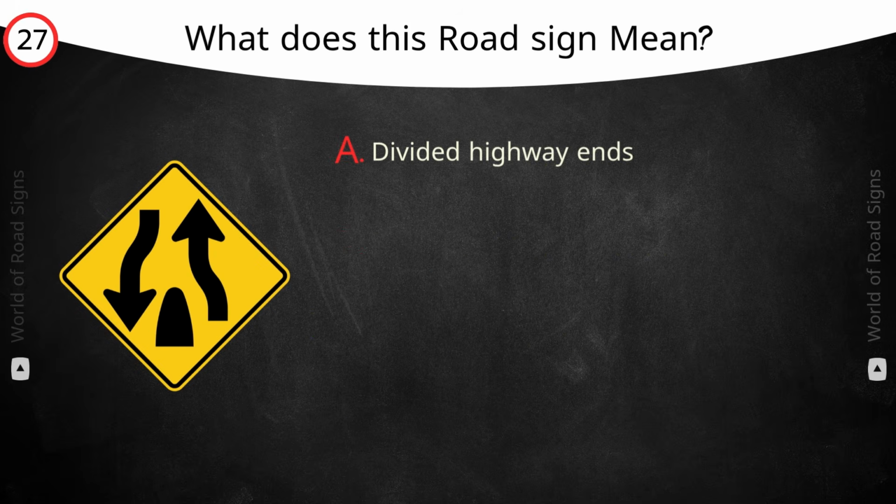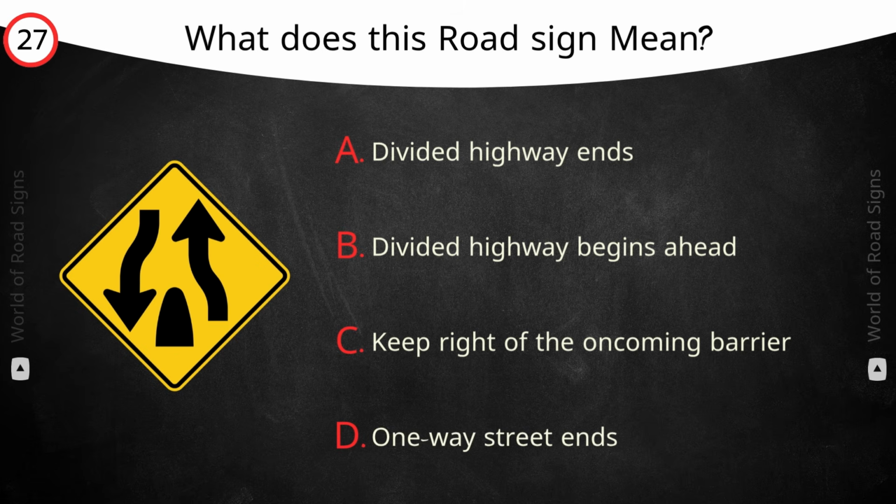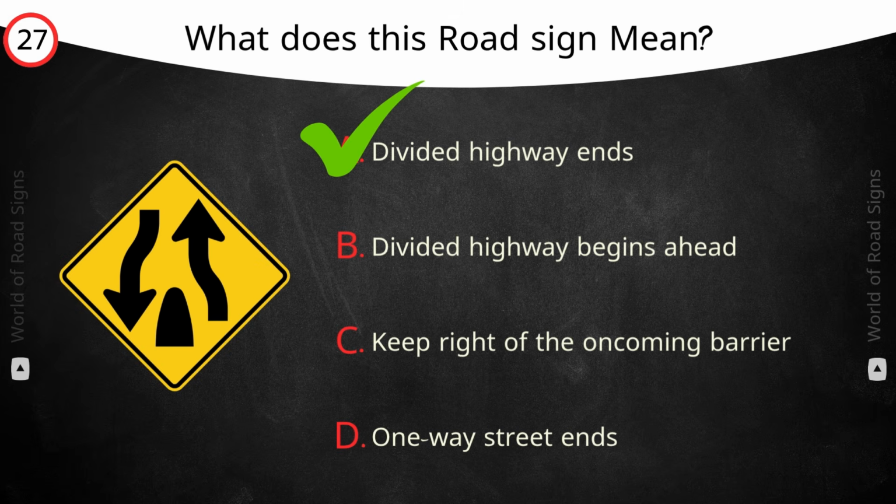Question 27. This sign means A. Divided highway ends. B. Divided highway begins ahead. C. Keep right of the oncoming barrier. D. One-way street ends. If you chose option A, you're absolutely right. Divided highway ends.